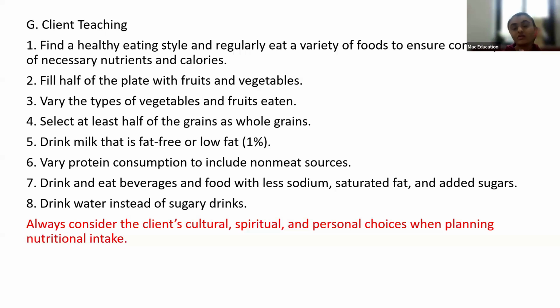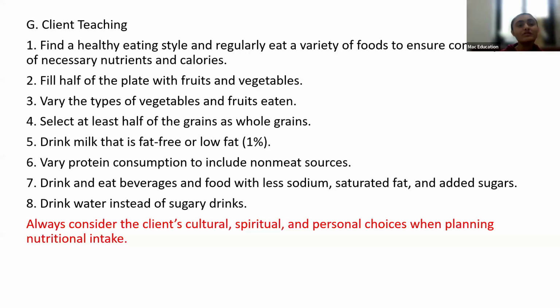The important point that you have to teach the client, or keep in mind, is: always consider a client's cultural, spiritual and personal choices when planning nutritional intake. This is very important. Whenever you plan a client's nutritional intake, you have to keep their cultural, spiritual and personal choices in mind. If the client is vegetarian, you cannot force the client to eat chicken and eggs.